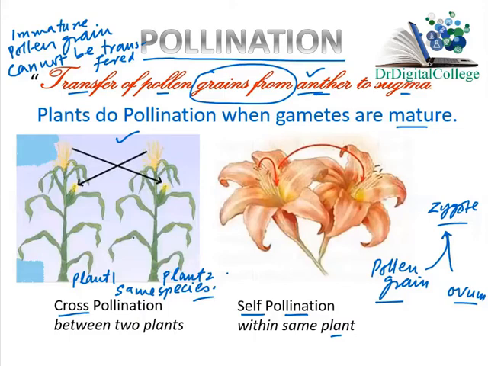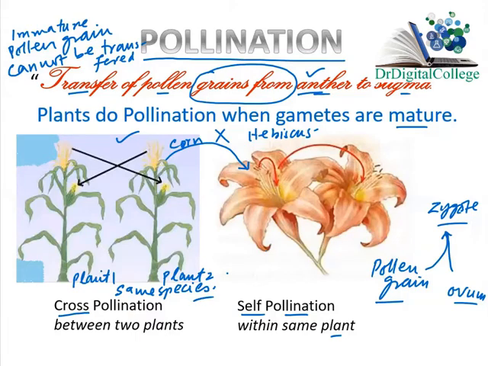For example, if there are two different species, say this is corn and this is hibiscus, and the pollen grains are transferred from here to here, what will happen? There will not be any success. There will not be any fertilization. So pollination will result in fertilization only if it is between plants of the same species.